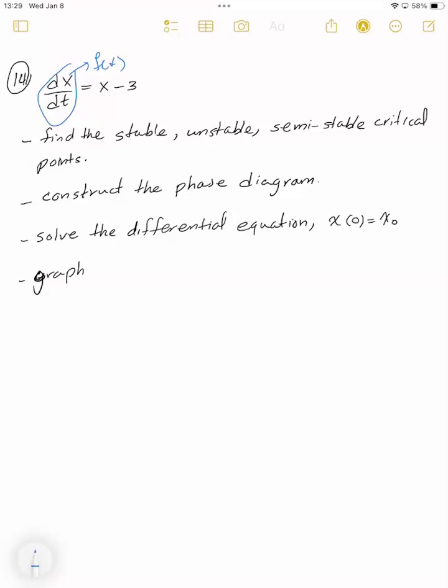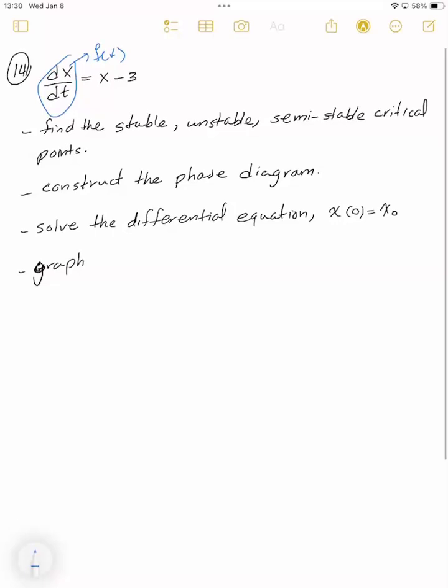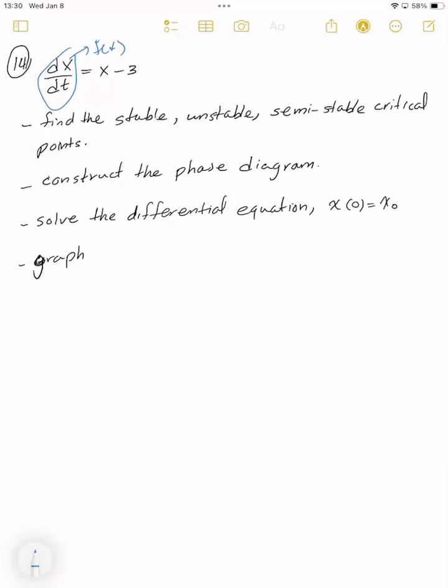So we have the following problem. We have dx/dt is equal to x minus 3. So we want to solve it. To solve that, we set x minus 3 equal to 0. We add 3 to both sides. We get x is equal to 3. We call it the critical point. CP stands for critical points.